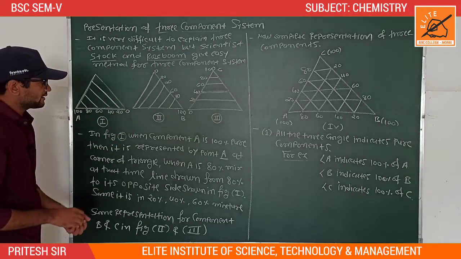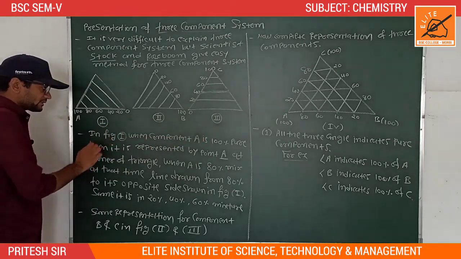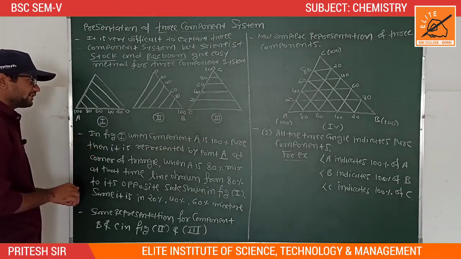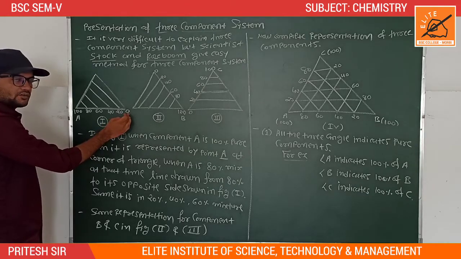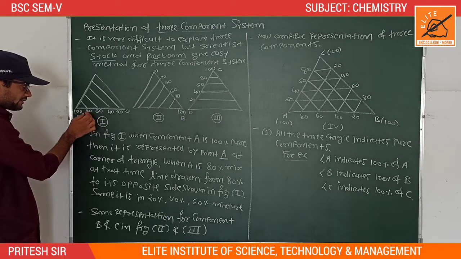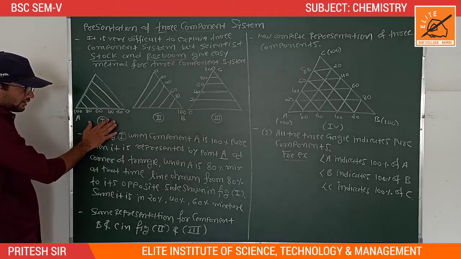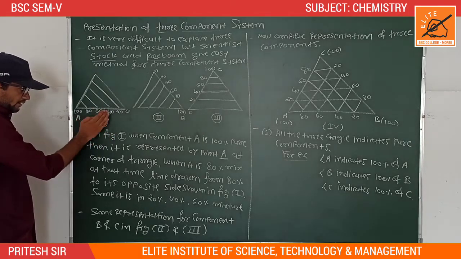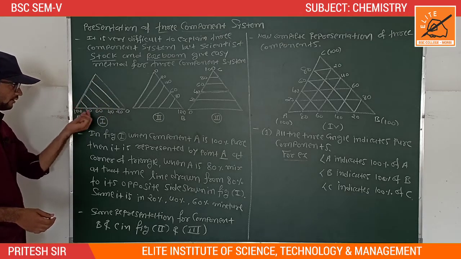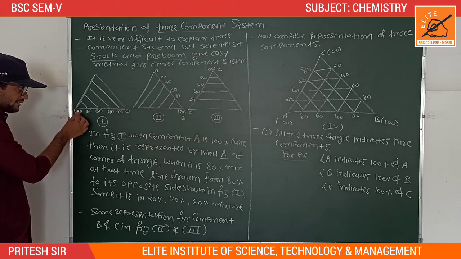Okay, so first, these are the three different triangles. The first triangle is for component A. Here we can see the values 0%, 20%, 40%, 60%, 80%, and the last one is 100%. So figure 1 is for component A. Here we can see that at the left angle of the triangle, that is capital A, the value of A is 100%.